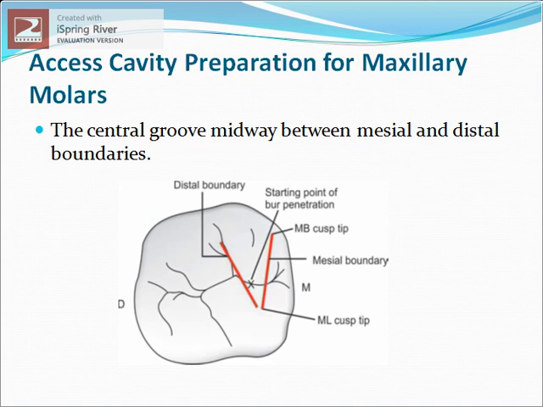Access cavity preparation for maxillary molars. The starting point of burr penetration is on the central groove midway between the mesial and distal boundaries shown in the attached pictures. The distal boundary represents the oblique ridge, and the mesial boundary represents an imaginary line joining the mesiobuccal cusp tip and the mesiolingual cusp tip.